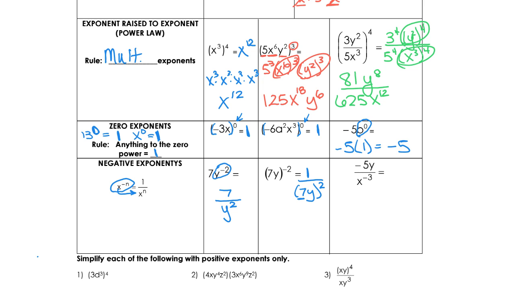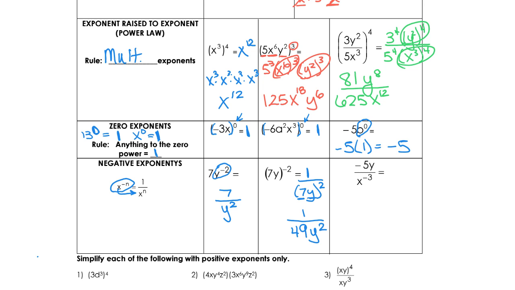But 7 is going to be raised to the second power, and y is going to be raised to the second power. And so to simplify our answer a little bit more, we can say that answer is equivalent to 1 over 7 raised to the second power, which is 49. y raised to the second power will be y squared. And there's our final answer.